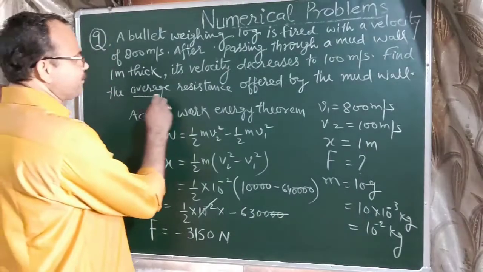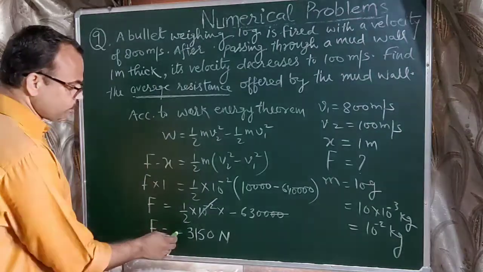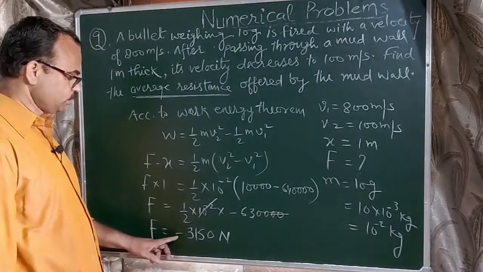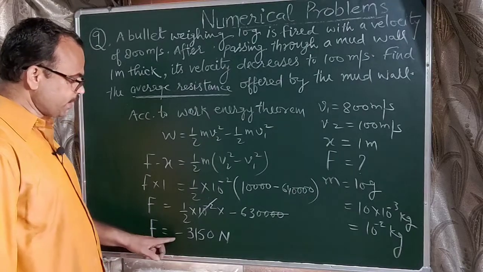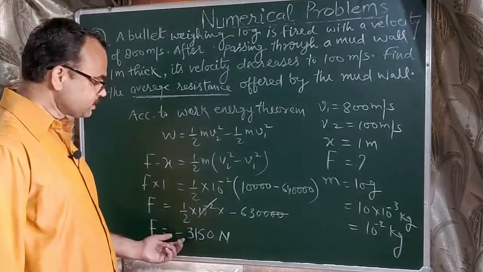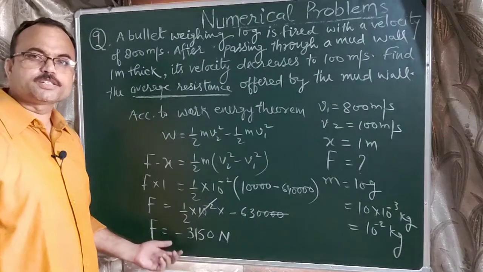So when we write average resistance, there is no need for a negative sign. No need to put the negative sign. Otherwise this force is equal to minus 3150. The minus sign indicates that it is a resistive force. Okay.